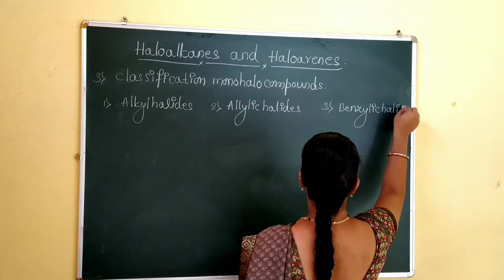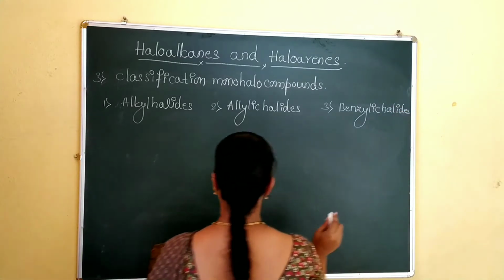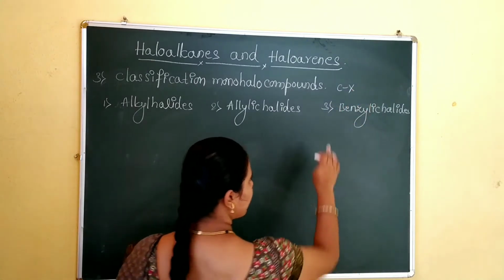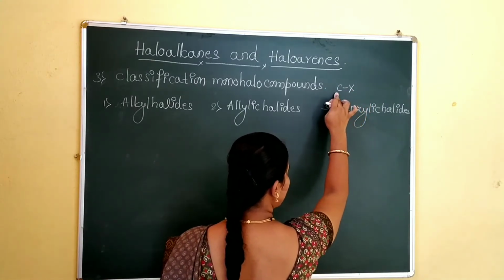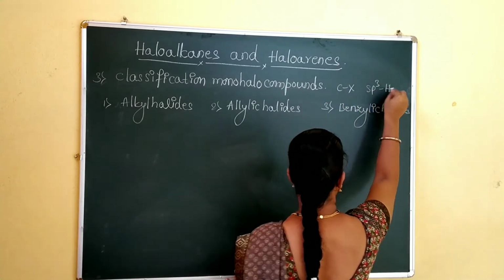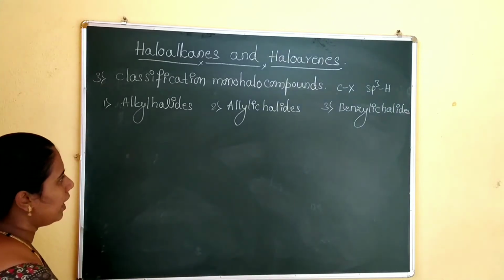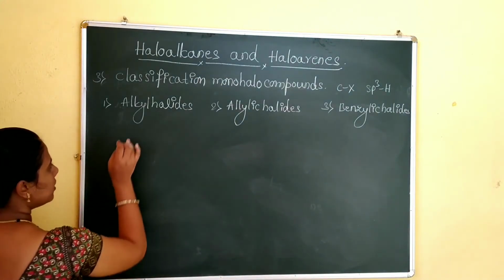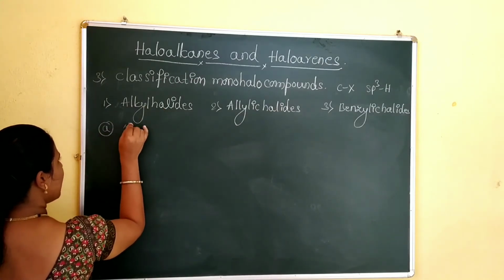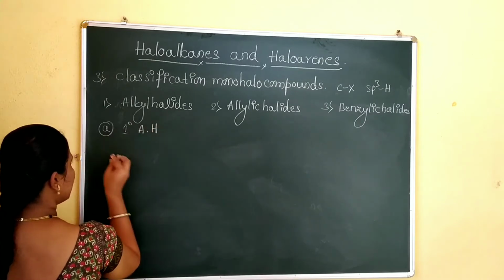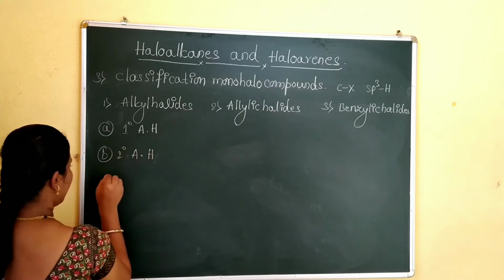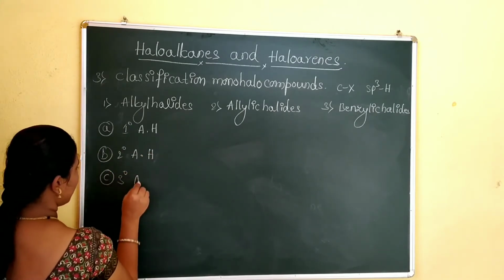In the case of alkyl halides, the halogen atom, X, is attached to the carbon atom, which is an sp3 hybridized carbon atom. These alkyl halides are again classified into primary alkyl halide, secondary alkyl halide, and tertiary alkyl halide.